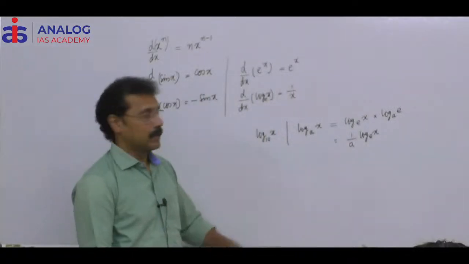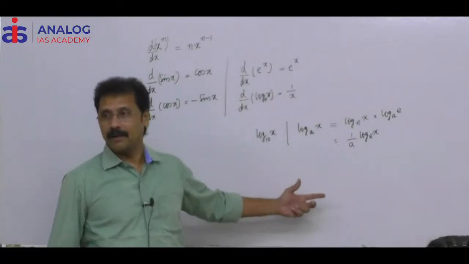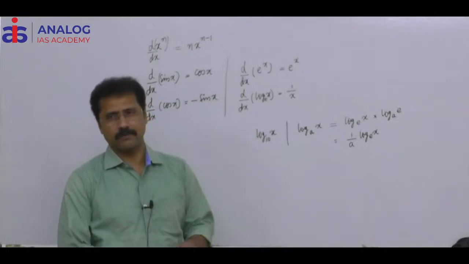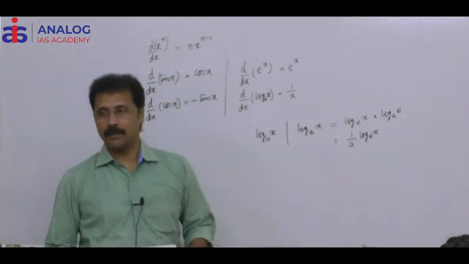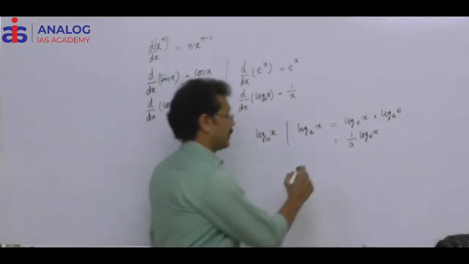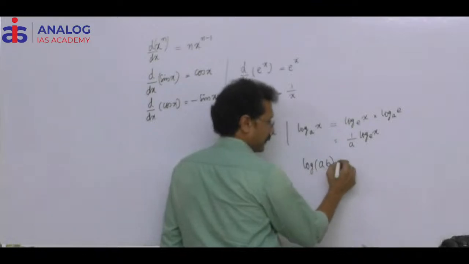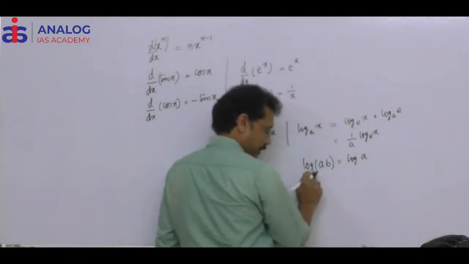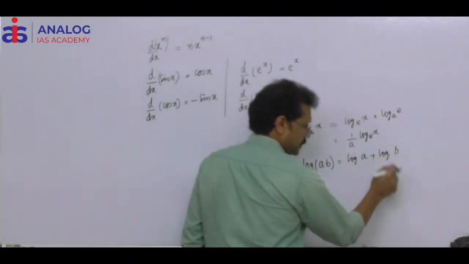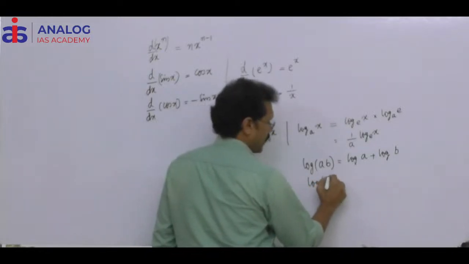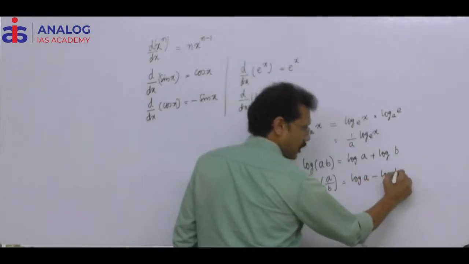Do you remember all the logarithm formulae? Sure? Since this is a refresher class, I can ask you anything. So what is log AB? Log A into B, whatever the base, is log A with the same base. Suppose it is e, log A to the base e plus log B to the base e. Similarly, log A by B is equal to log A minus log B.